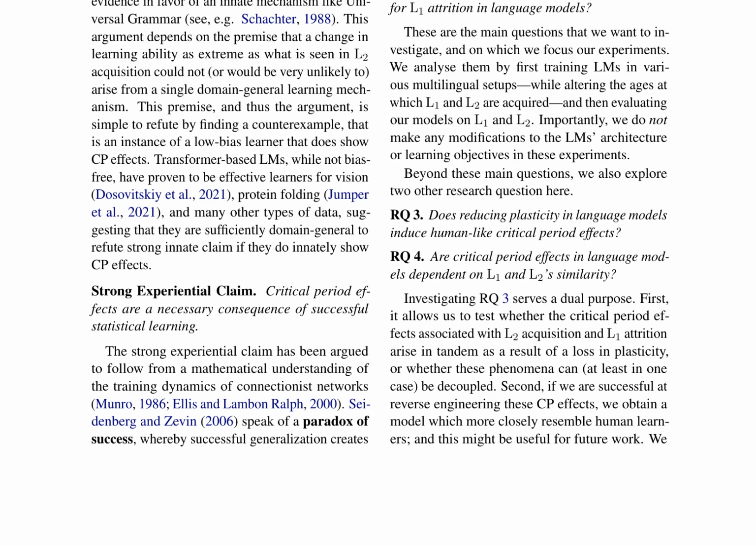This study aims to investigate these claims by exploring whether language models can exhibit critical period effects for L2 learning and L1 attrition, and whether reducing plasticity in language models can induce human-like critical period effects. The methodology involves training language models in various multilingual setups, altering the ages at which L1 and L2 are acquired, and evaluating the models on L1 and L2. Additionally, the study explores the dependence of critical period effects on L1 and L2 similarity, providing a nuanced understanding of the complex interplay between language acquisition and language models.